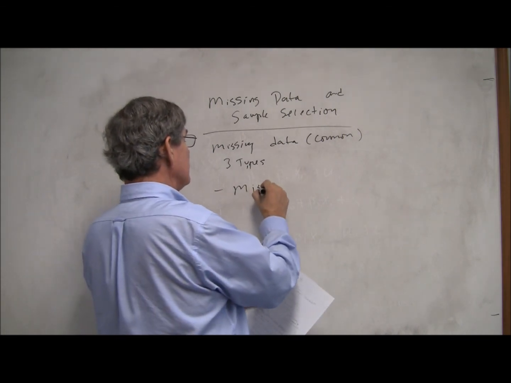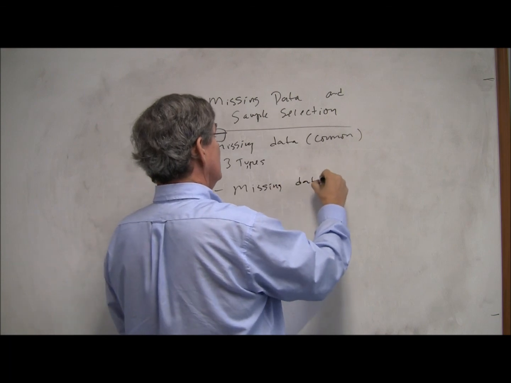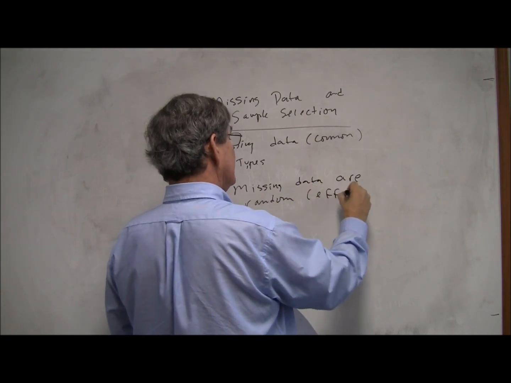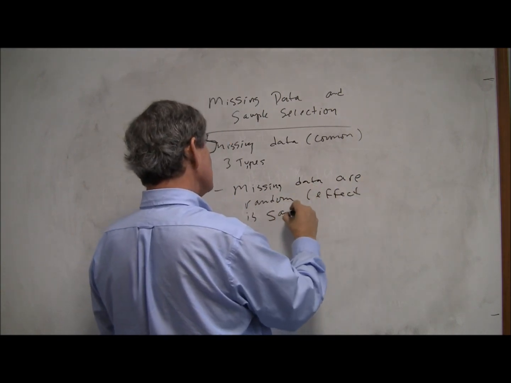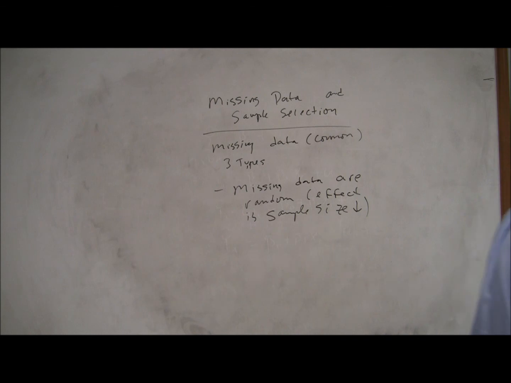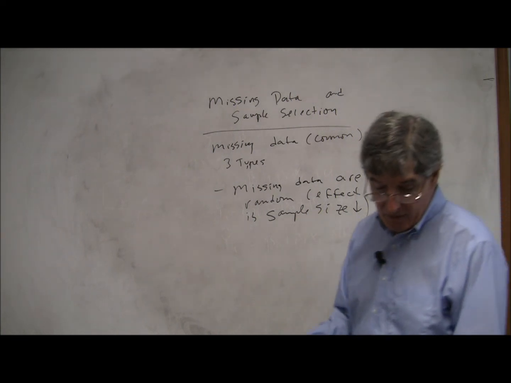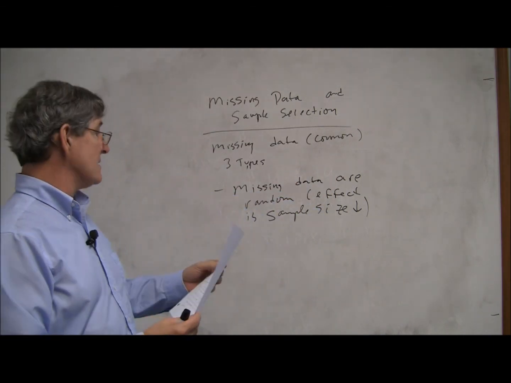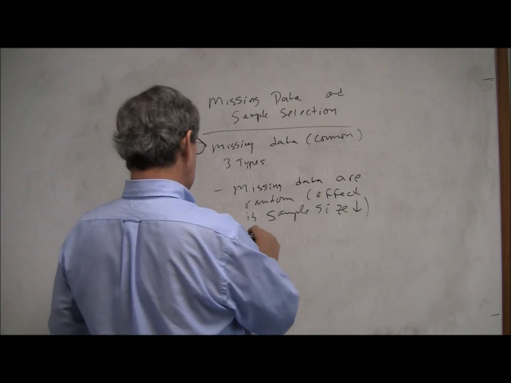The missing data are random. If the missing data are random, the effect is that the sample size goes down. But that's it. It doesn't have any other negative consequences other than, in effect, you have fewer observations than you would have had if you had all the data. So if you just go through and randomly omit data, that's not going to be a big problem at all, unless your n gets so small that you can't use the large sample properties or something like that. This is a bigger problem.